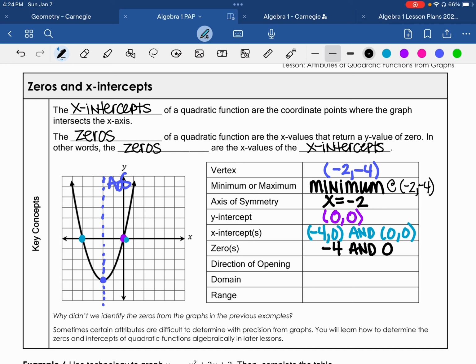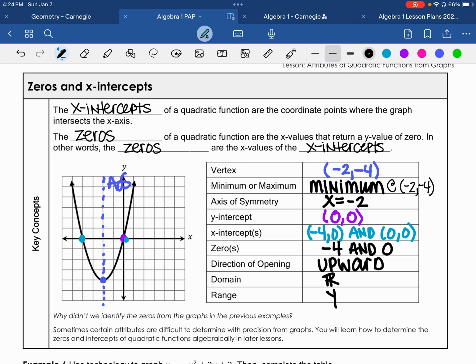And you could say x equals -4, x equals 0, or you could just say -4 and 0. The direction of the opening of this one is upwards, or up. You could just say up. My domain, since my arrows are back, is all real numbers, just like you guessed.